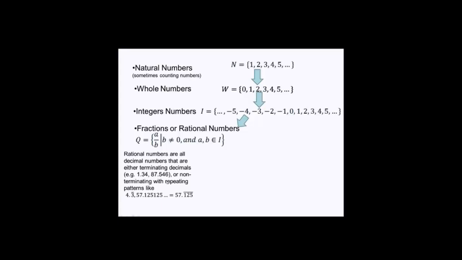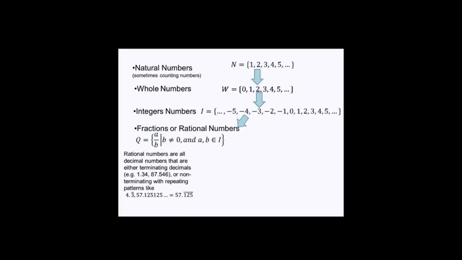If you write rational numbers as decimal numbers, then they have to be terminating decimal numbers or non-terminating decimals. That means infinitely many digits after the decimal point with a repeating pattern. So for example, 57.125125 repeating can be written as 57 point and then 125 with a bar over its head tells you that the 125 is repeating. So 4.3 with a bar over the head would mean 4.333 repeating.